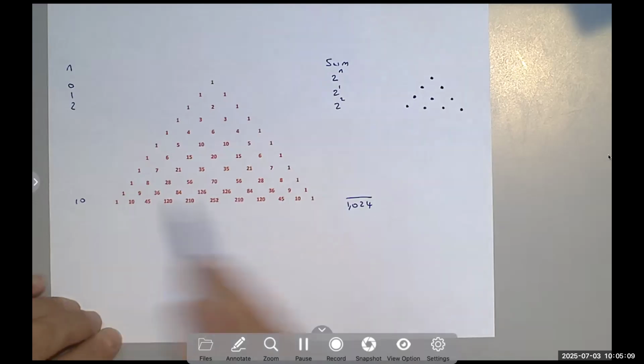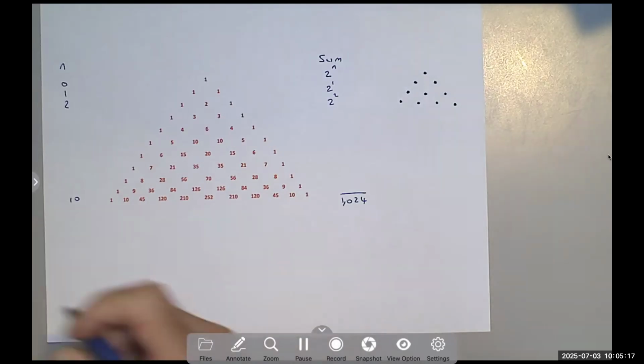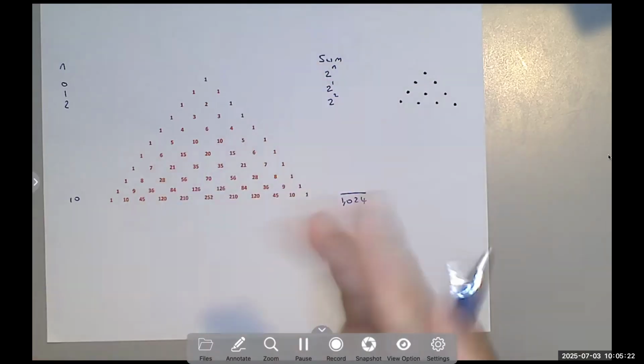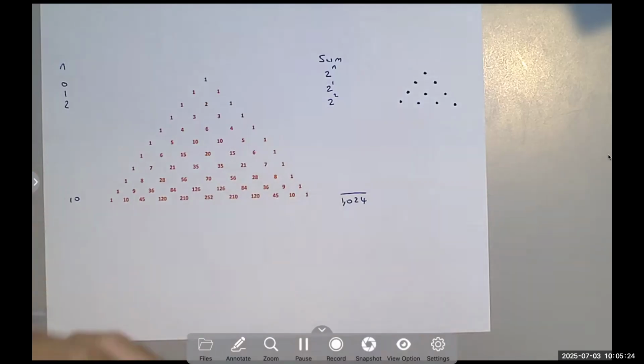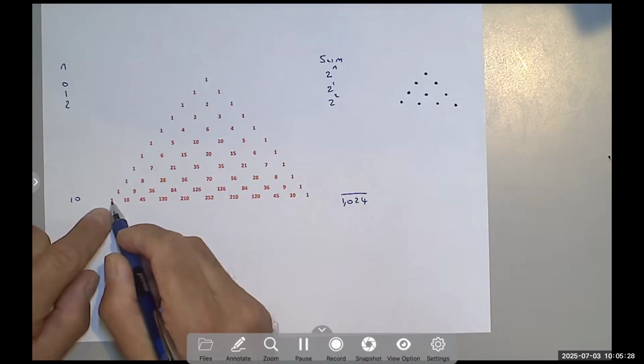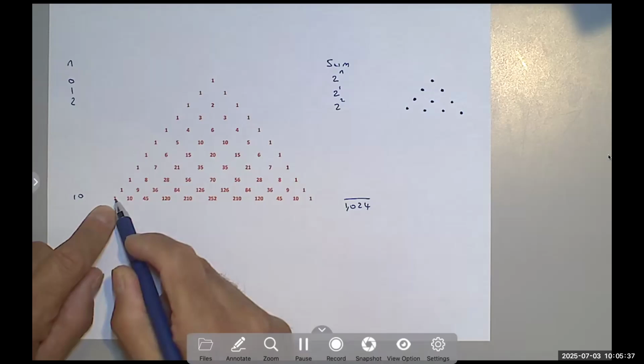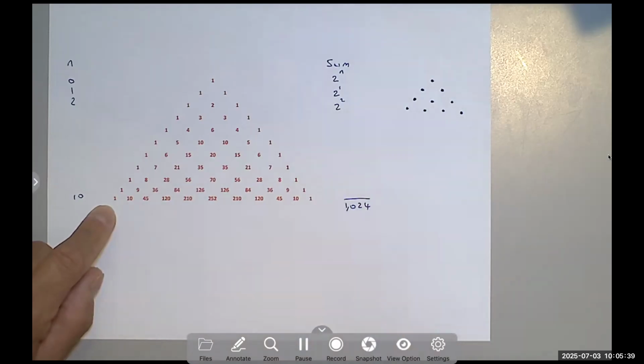I want you to see that any row here is symmetric. You can read it from right to left or left to right. Okay, so it really doesn't matter. If we consider the number of heads as the success, you can consider the number of tails. But if you consider the number of heads, the first entry is the probability of getting no heads in 10 trials. So you get 10 tails. This probability is 1 over 1024.